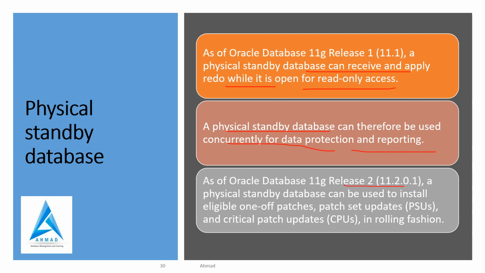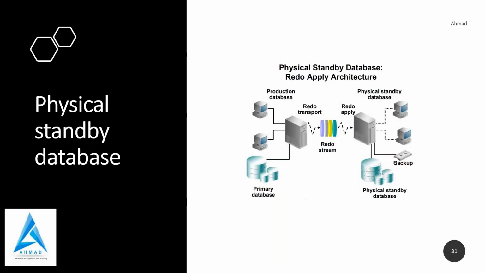And from release 11.2.0.1, a physical standby database can be used to install one-off patches, patch set updates (PSU), and critical patch updates (CPUs) in rolling fashion. So that is a very important thing introduced in 11.2.0.1. And if you see the structure here, redo will transport and then redo will apply. So this is the basic mechanism where redo will transfer from a primary to standby, and standby becomes identical physically with the primary database.